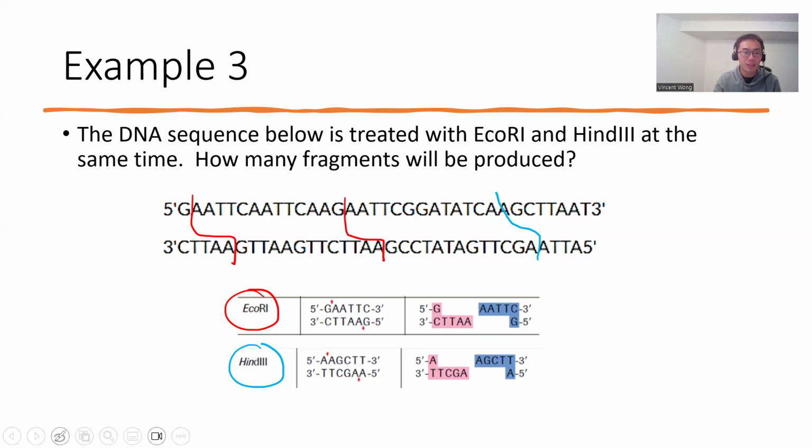So how many fragments do we have? Well, think of a line. If you have a line and then you cut it 3 times, you're going to get 4 fragments. Fragment 1, 2, 3, and 4. Yes, this is going to be recorded. So the answer is 4, okay? 3 cuts, 4 fragments.